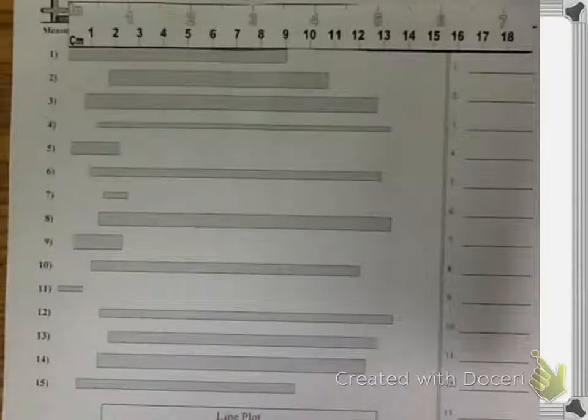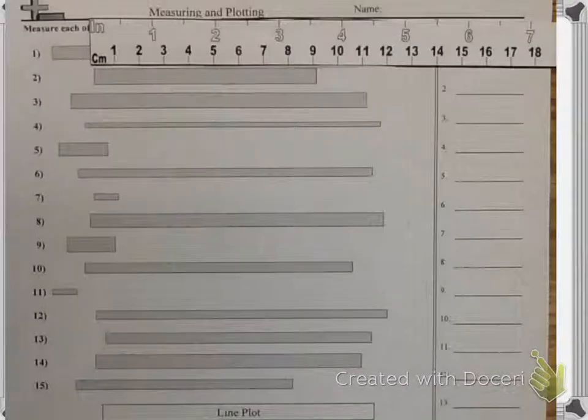For number 1, I've lined the ruler up at the 0, starting at the end of the rectangle, and I can see that it is 9 centimeters. For number 2, when I line up at the 0, I see that it is also 9 centimeters.